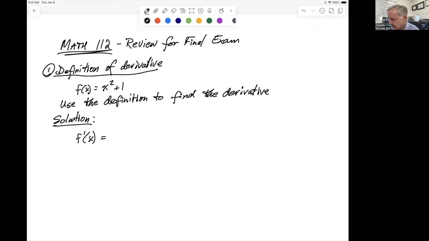Let me show you what it is, and you can compare this. There are 2 of them. I'm going to focus on the more common one. The limit as h goes to 0 of f of x plus h minus f of x all over h. All right, there's the definition of the derivative.